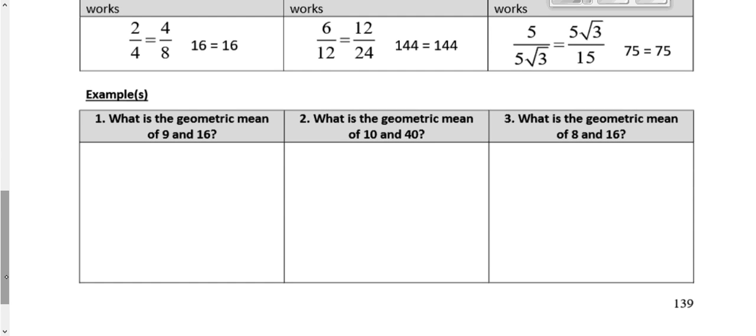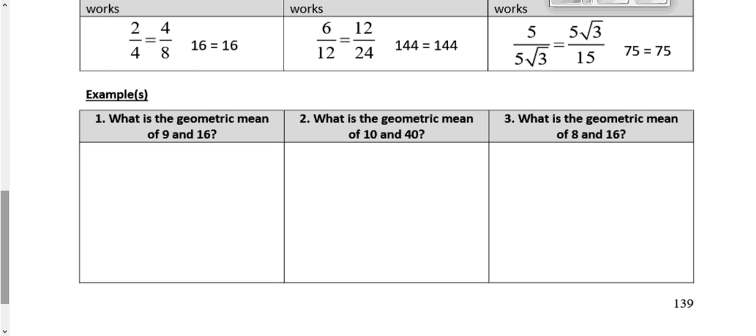So I want you guys to do these right now. Number 1, geometric mean between 9 and 16. You know how to set it up, and I don't want any decimal answers. If you have to put something in simplest radical form, that's how I want it. I'll give you a minute to do that.